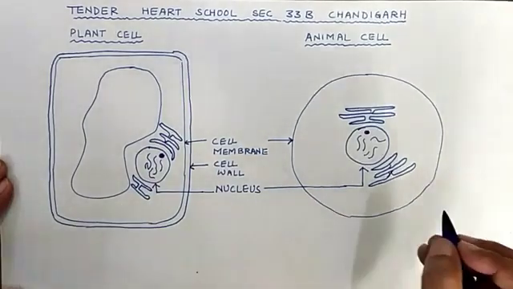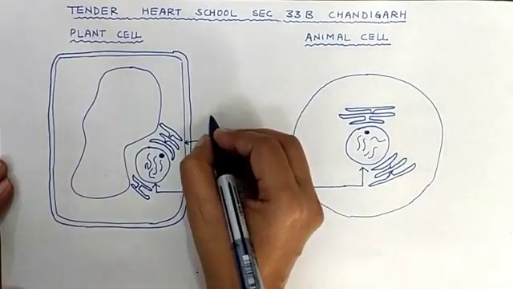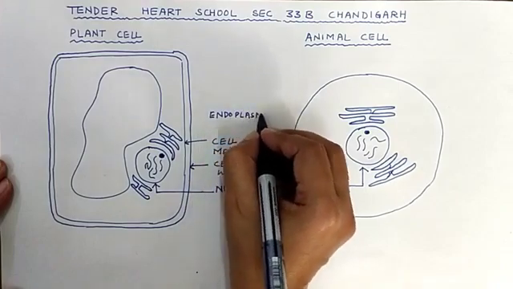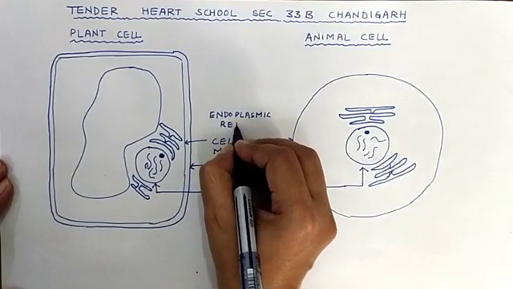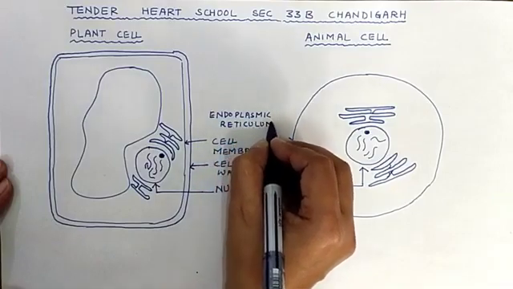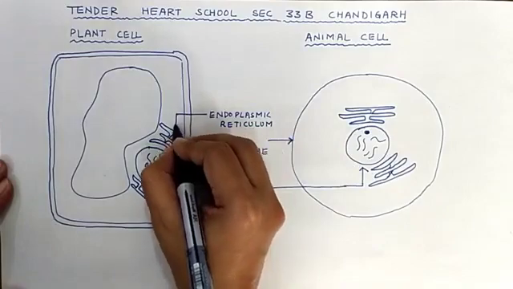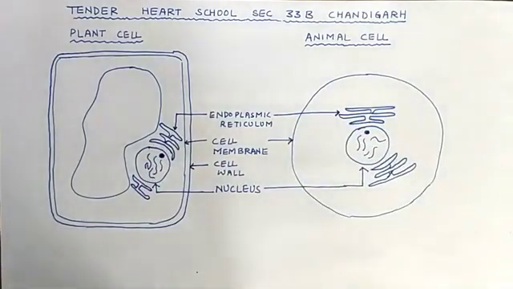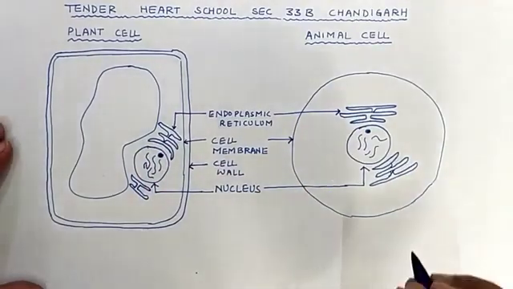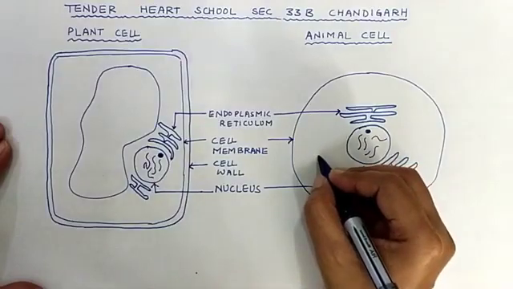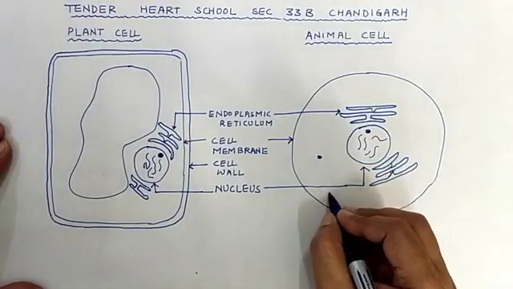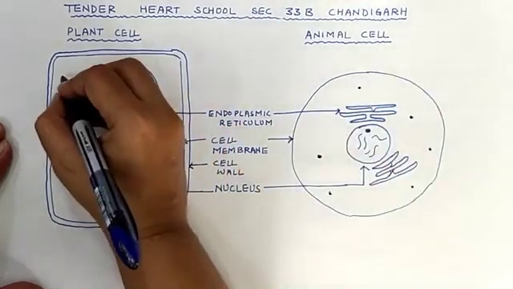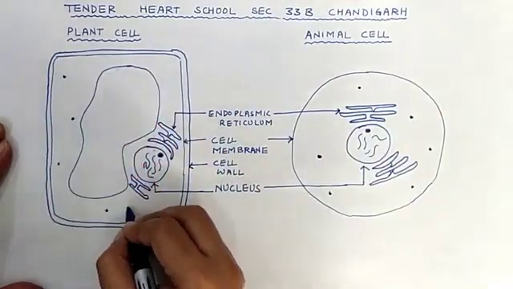Okay, so let us label this. This is the endoplasmic reticulum, right? So this is endoplasmic reticulum. Okay, now there are certain ribosomes present. Ribosomes are small granular structures, right? So these are present in the animal and plant cells. So these are the ribosomes.